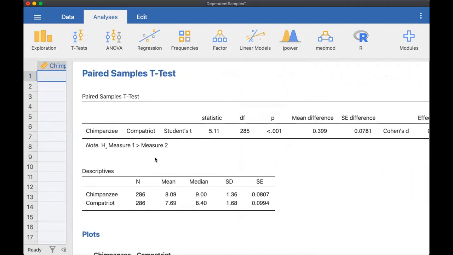Okay, well, we get a paired samples t-test. Again, that's the same as a dependent samples t-test. Let me make this window a little bit larger.